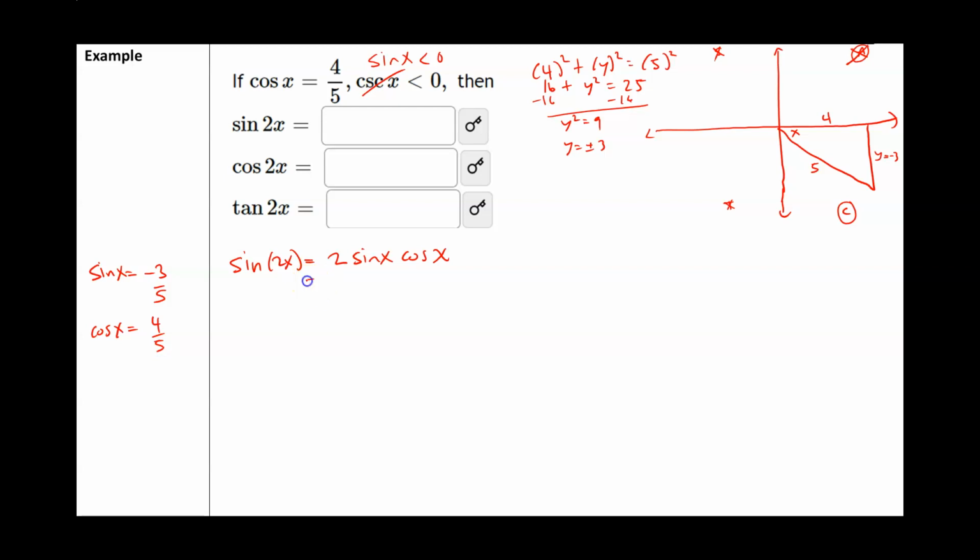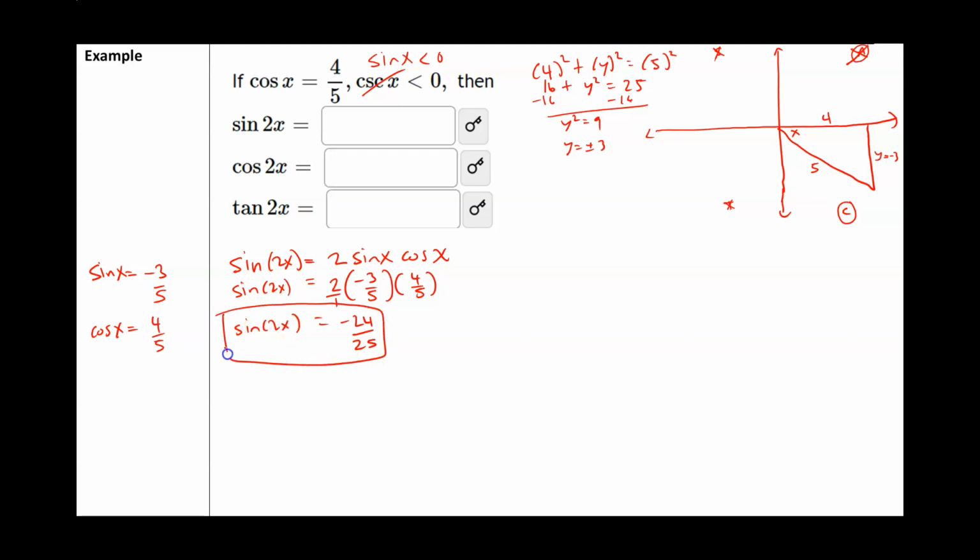So I just plug this in. This is going to be 2 times sine of x, which is going to be negative 3/5, times cos x, which is 4/5, and put a 1 underneath the 2. I multiply the numerators. 2 times negative 3 is negative 6. Negative 6 times 4 is negative 24. And then 1 times 5 is 5. 5 times 5 is 25. So sine of 2x is equal to negative 24 over 25.